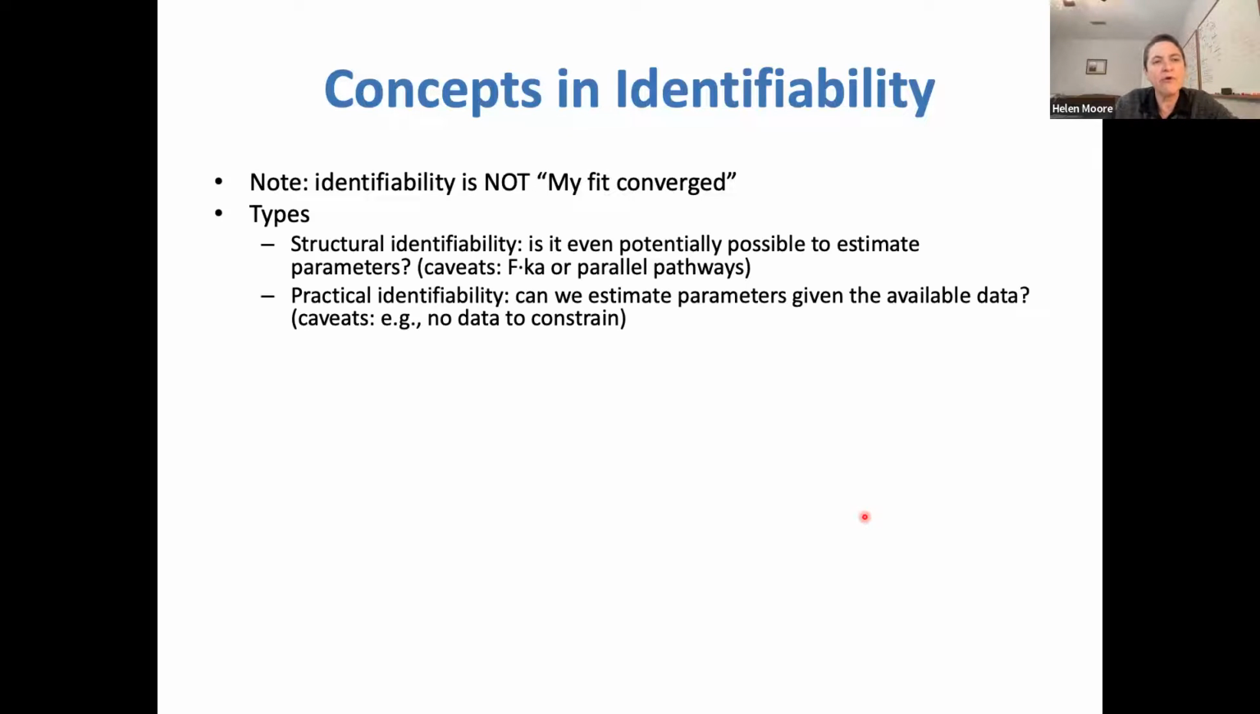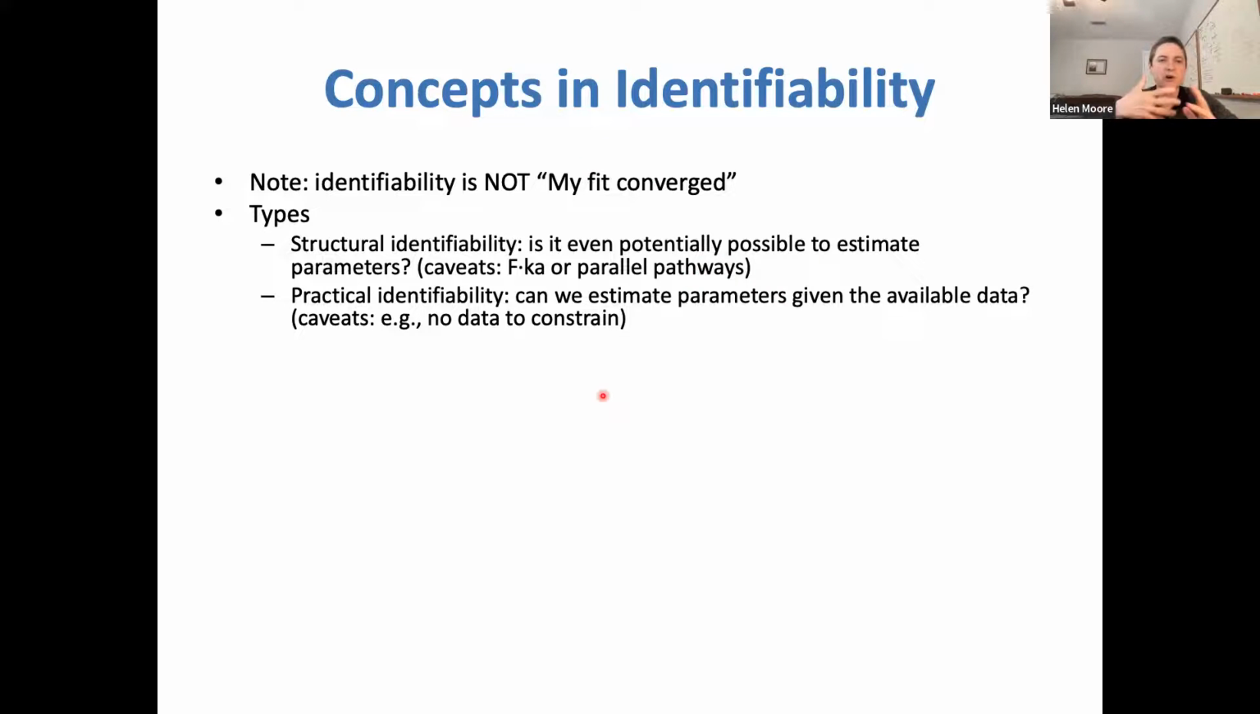We also think about two different ways to look at identifiability. There's structural, which is the first test: is it even potentially possible to estimate the parameters? If we can't do that one, we just go home. We're done. It's not even possible. But if we do pass that test, then we move on to practical identifiability: what about with the available data?